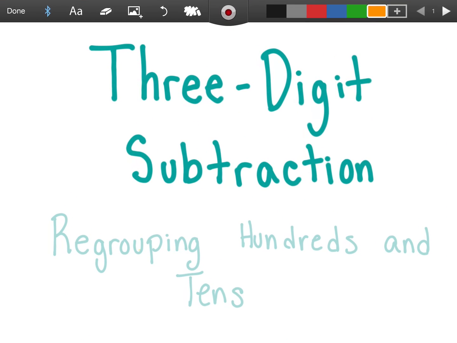Good morning, second grade. Today we are going to be combining what we've been learning for the past 2 days, regrouping in the tens and regrouping in the hundreds, and doing them both together. So let's start off with two different examples over here.